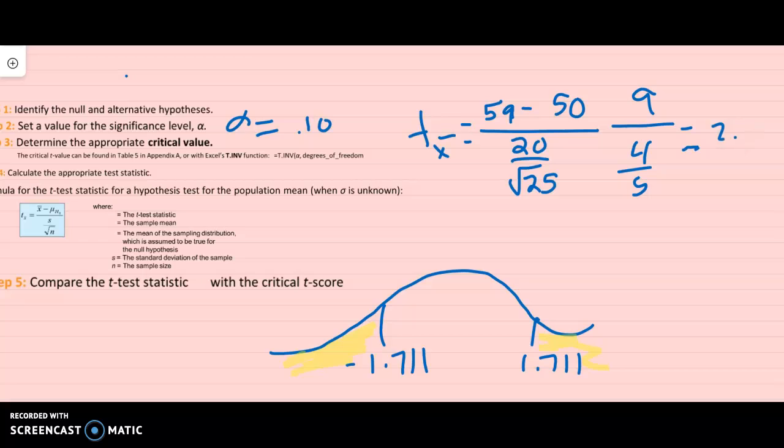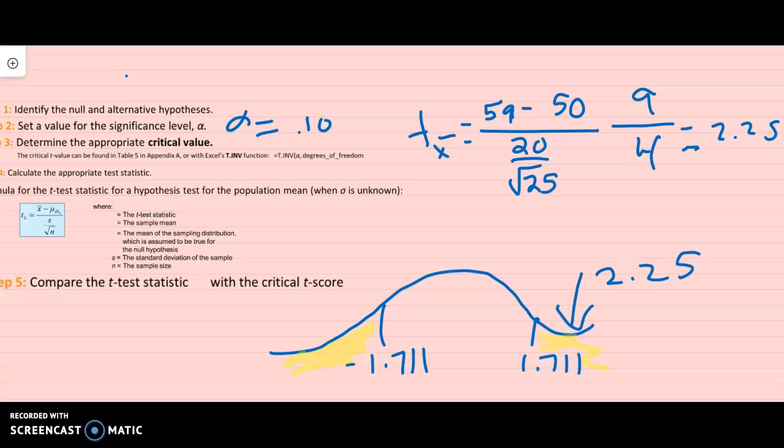4/5 is 0.8, so 9 divided by 0.8 should be 2.25. I'm going to pause and just make sure that's right. Sorry, I don't know what I was thinking. It's 20 divided by 5, which is 4. Okay, 9 divided by 4 is 2.25, which is going to be over here.